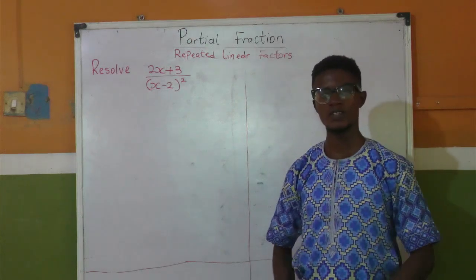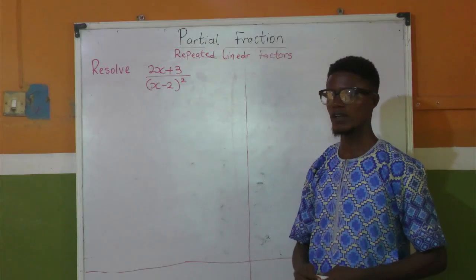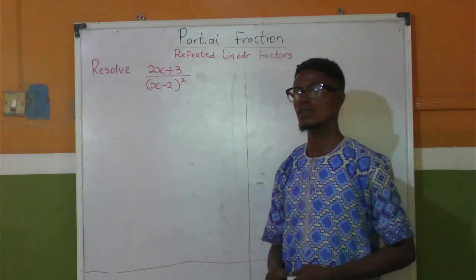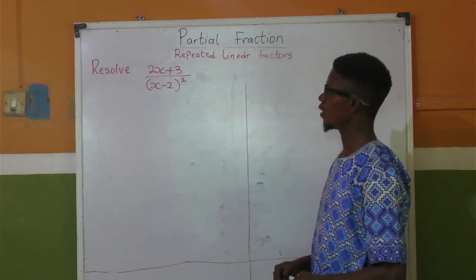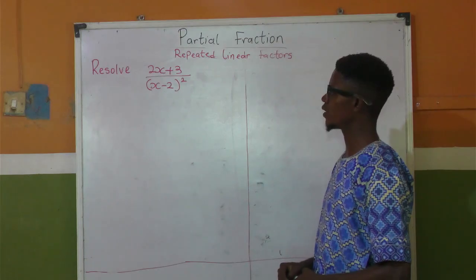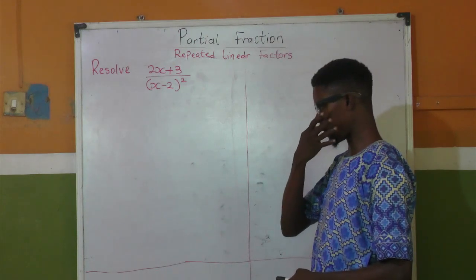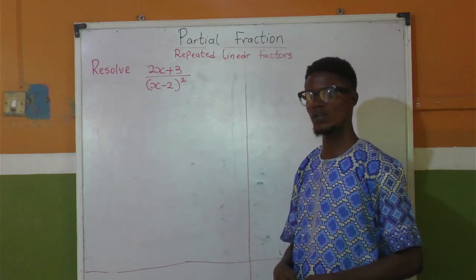Hi, we continue our lecture on partial fractions, and we're going to be moving to another part of it, which is solving questions with repeated linear factors. Now, looking at the question that we have before us, we can see that we have a denominator that is not factorizable. Let me use simple English.